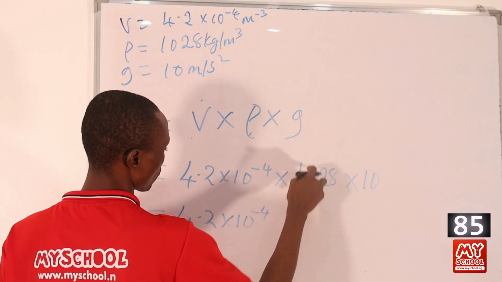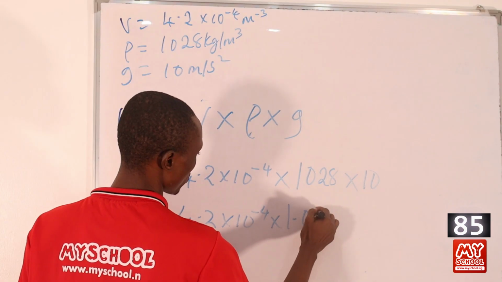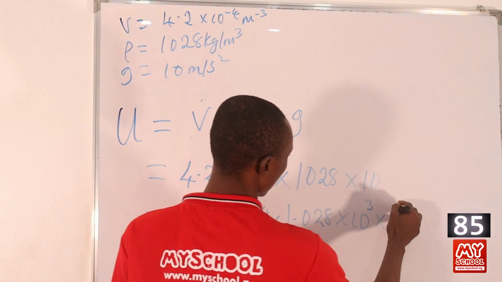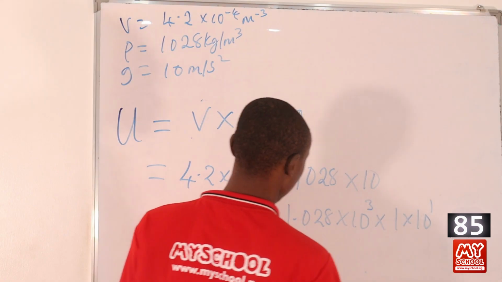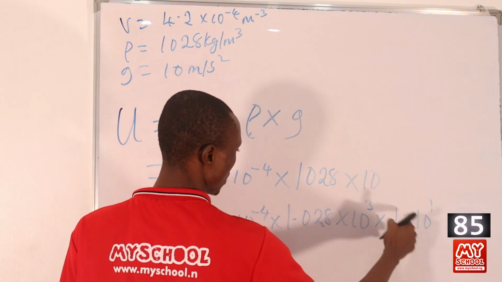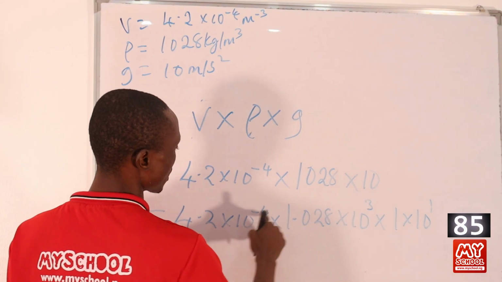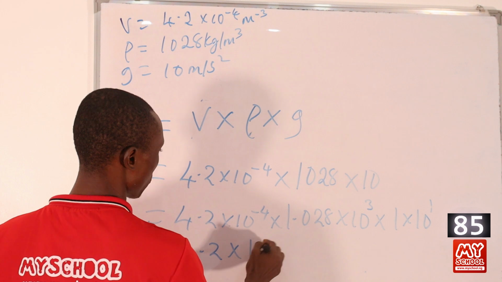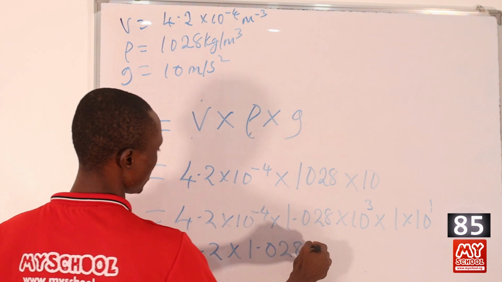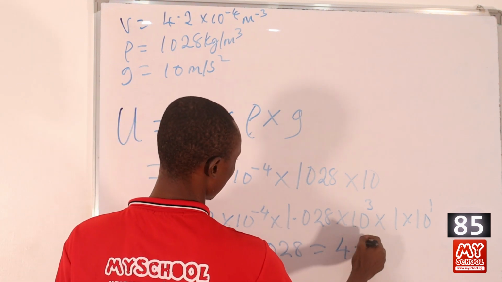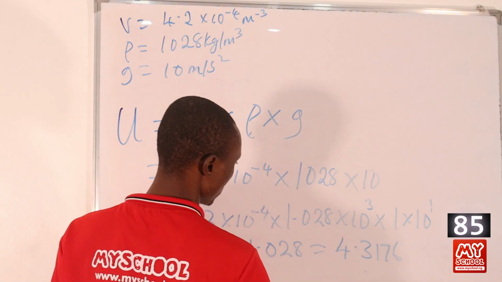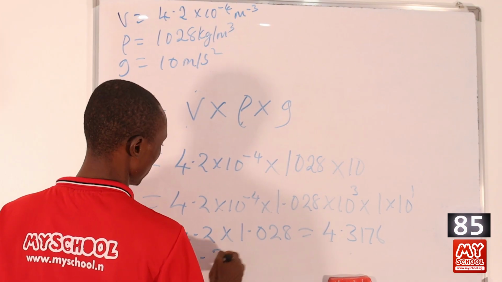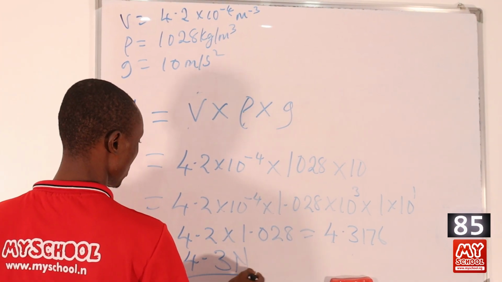So this will be equal to 4.2 times 10 raised to power minus 4. If we put this in standard form, we have times 1.028 times 10 raised to power 3. Then this is the same thing as times 1 times 10 raised to power 1. If we bring this together by applying the law of indices, the powers give 4, so in that case this 4 is out. We are now left with 4.2 times 1.028, which is 4.3176. If we take this to 1 decimal place, we have 4.3. So this is equal to 4.3 Newton.